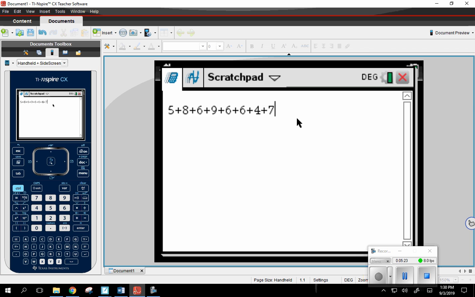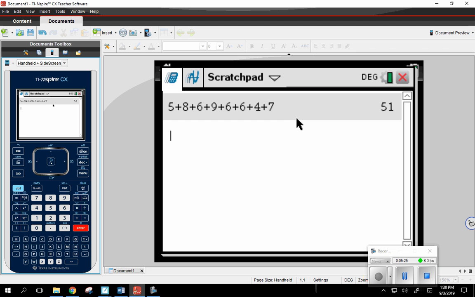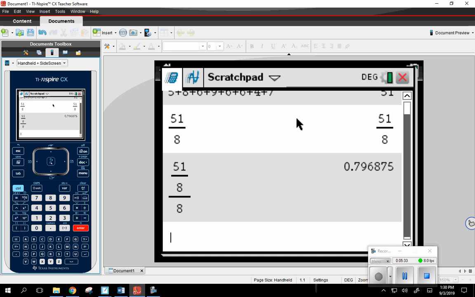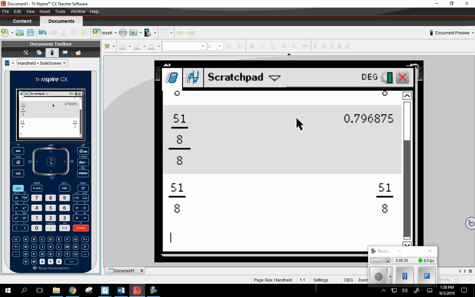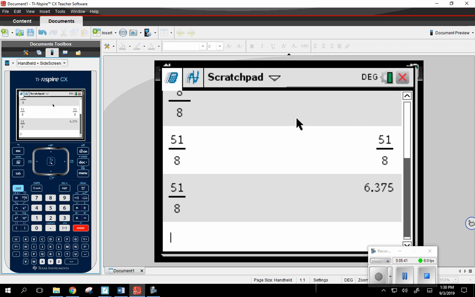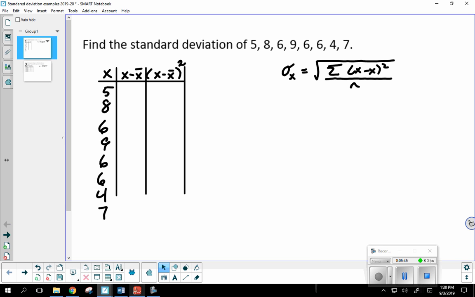Okay, so I got the set of data right here. Looks like the grand total is going to be 51. What am I going to divide it by? 8. Okay, so 51 eighths, control enter. Of course it did. 51 divided by 8, control enter. There we go. 6.375 is what I'm getting for my mean.